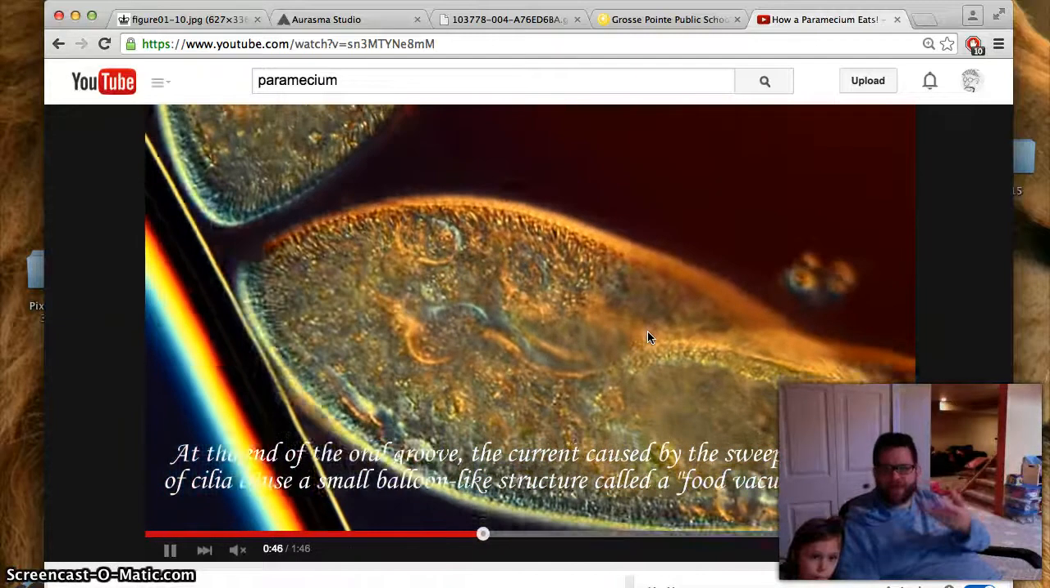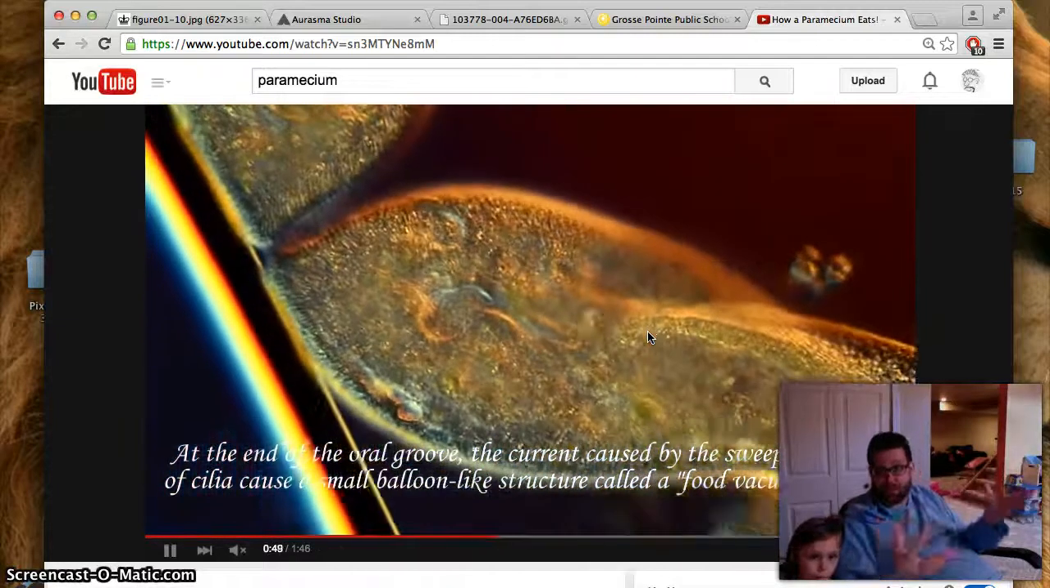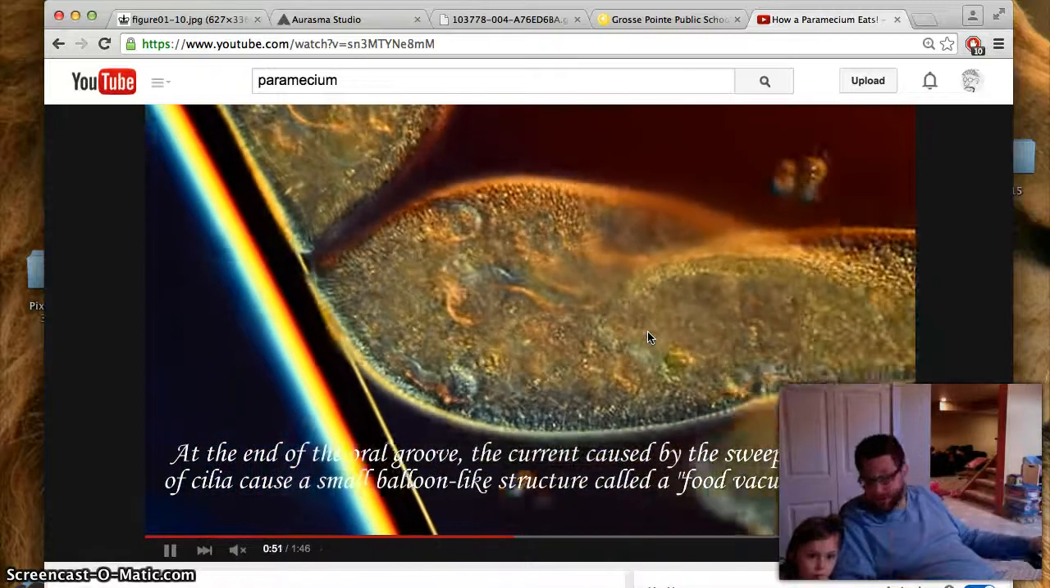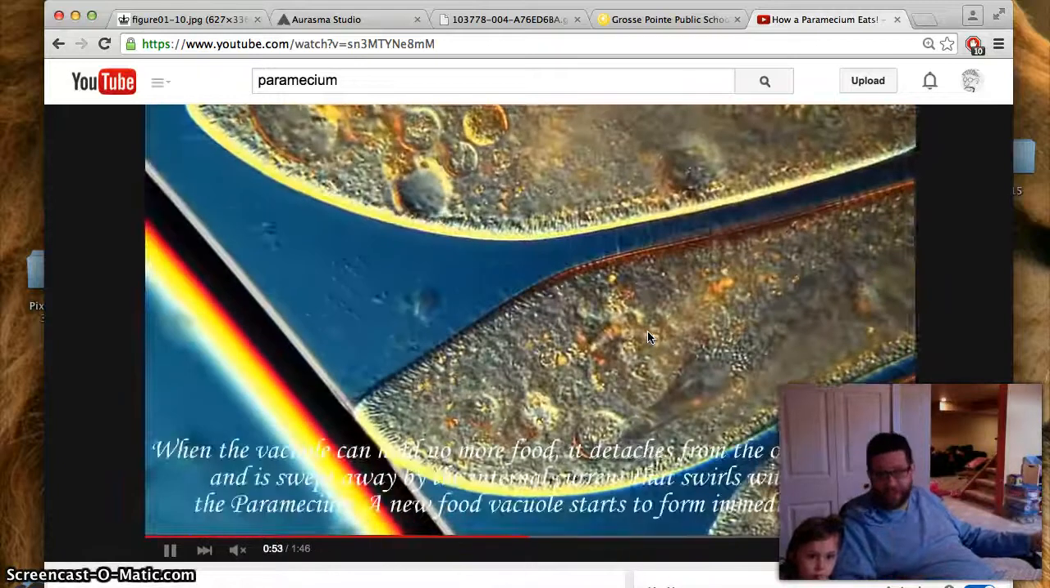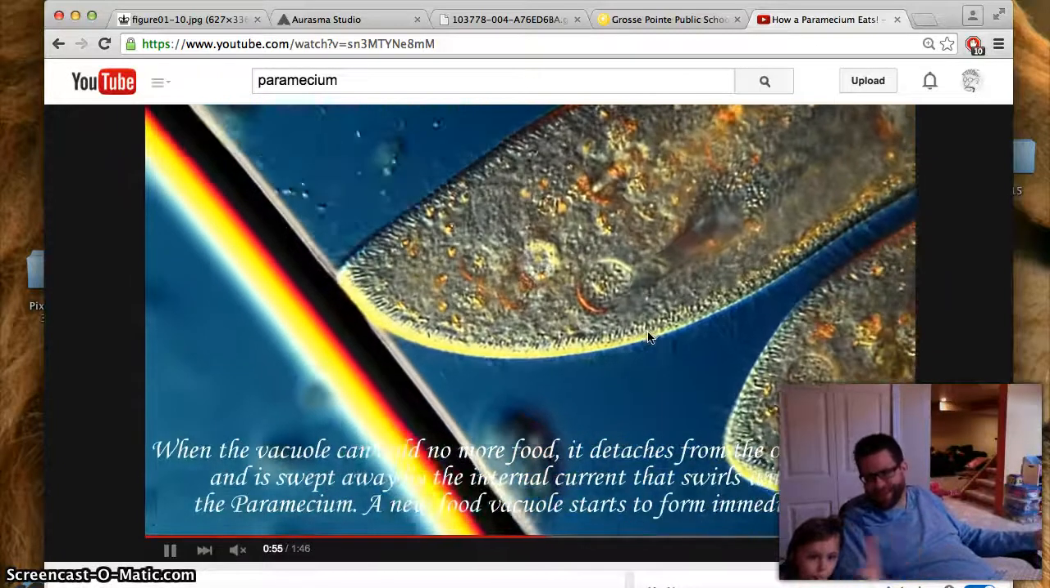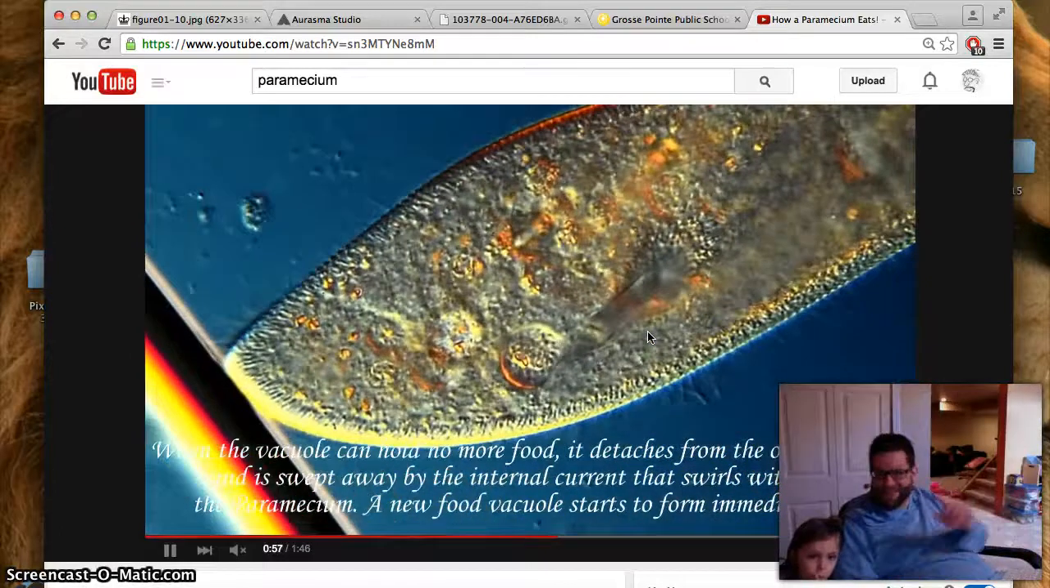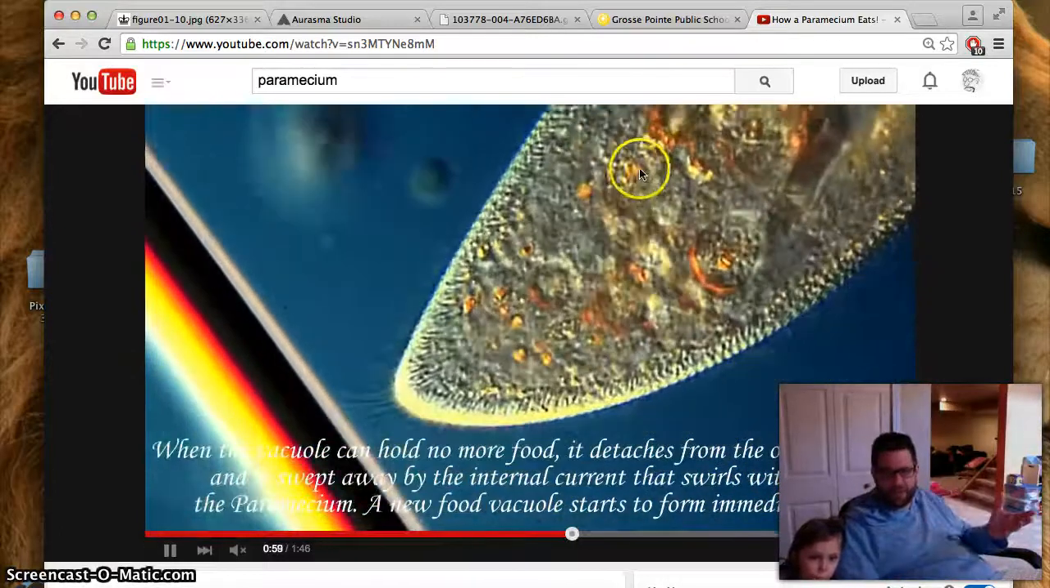It almost acts like an animal. It's a very complex creature, if you will. It does look like a fish. That's exactly what it looks like. But it's not. It doesn't have a brain. It's a single-celled organism. But see, that's a lot different than a bacteria.